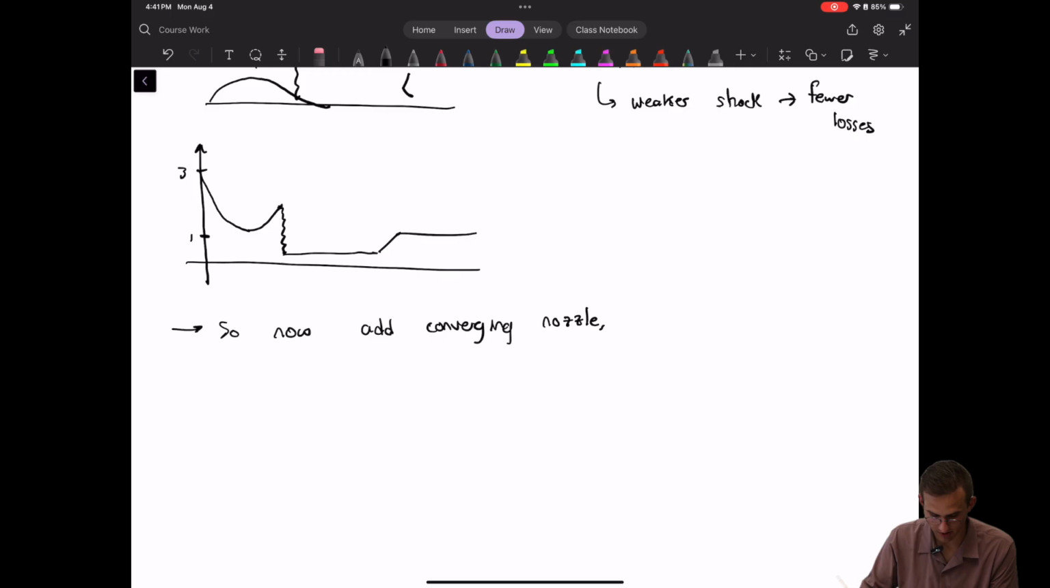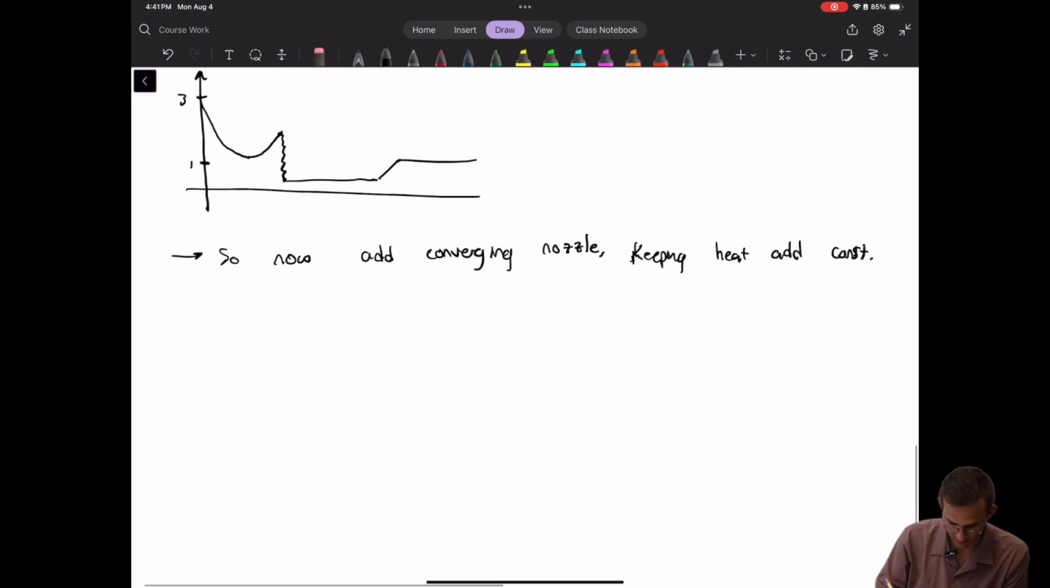Keeping the heat addition constant. Okay, so what are we doing? If we look at the mass balance between the throat of the diffuser, the upstream, with the exit, what we'll have is the following.